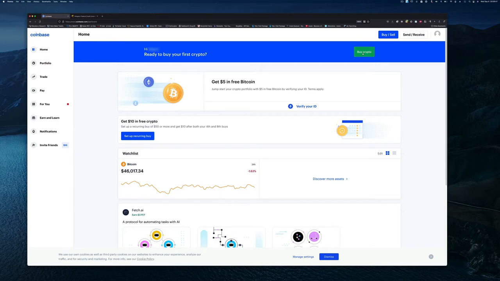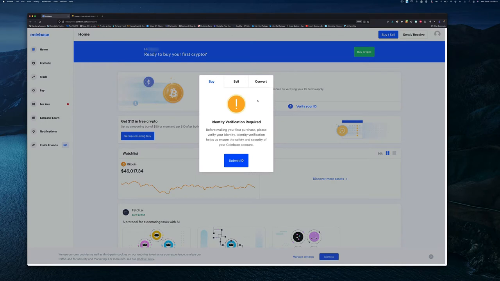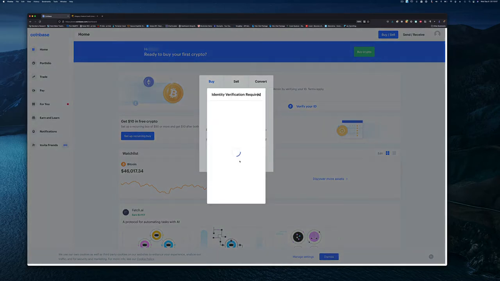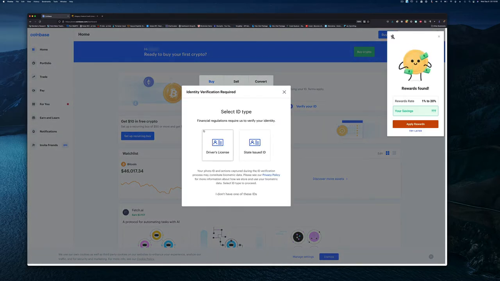Well, let's just click here and see. Immediately it's telling me that before making your first purchase, please verify your identity. Identity verification helps us to ensure the safety and security of your Coinbase account. So this is where you now have to provide that government-issued ID that I mentioned in the first video. You're going to go to submit ID, and then they're going to ask you what you want to use: driver's license or state-issued ID?